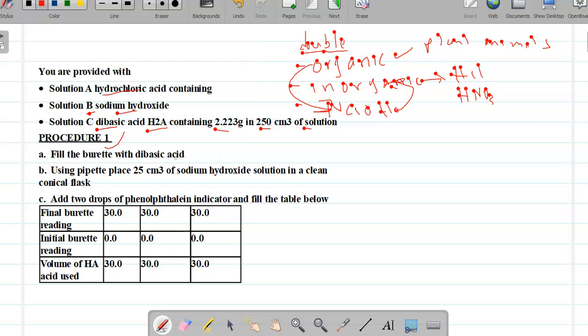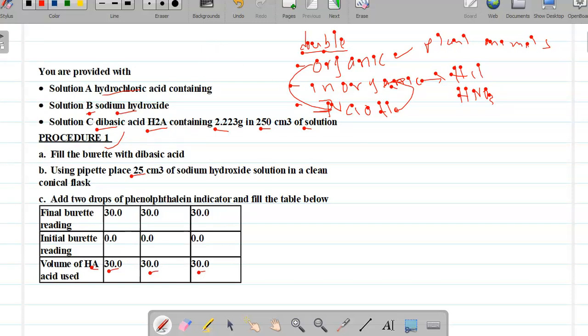Fill the burette with dibasic acid. Using a pipette, place 25 cm³ of sodium hydroxide solution in a clean conical flask. Then you add 2 drops of phenolphthalein indicator. Then you fill the table. Final readings 30, 30, 30. Initial 0, 0, 0. So the volume of dibasic acid used is 30 cm³, 30 cm³, 30 cm³.